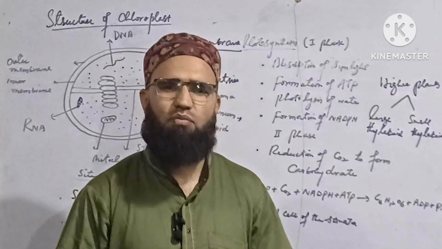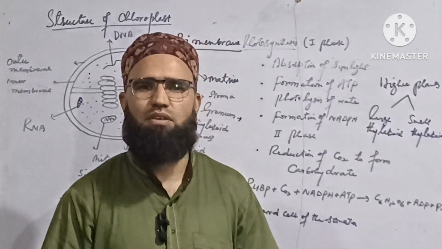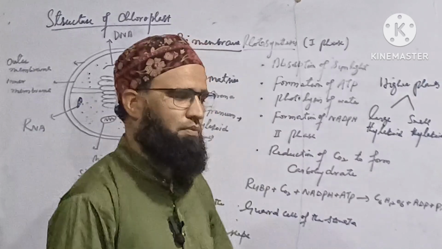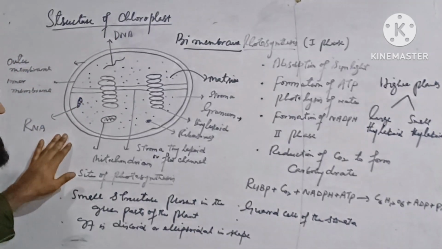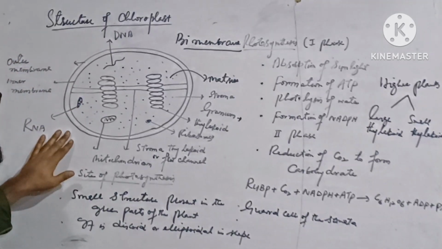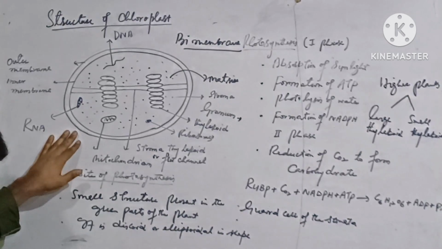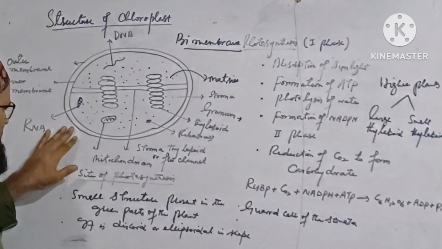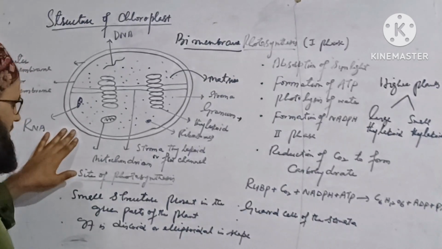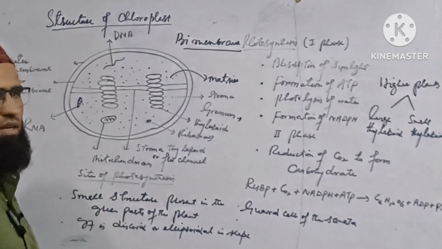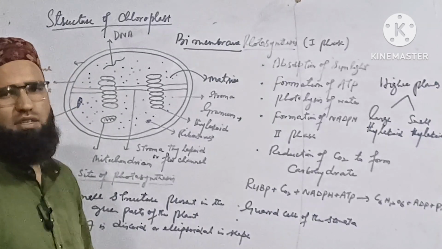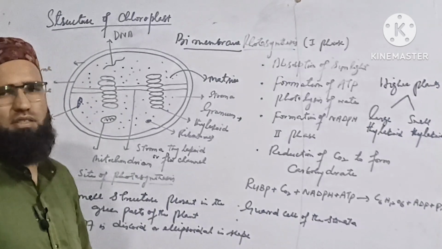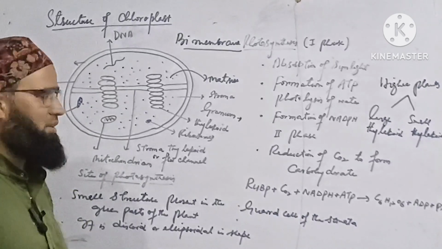So let us discuss how plants are able to produce their own food by the process of photosynthesis in the chloroplast. This is the whole structure of the chloroplast. You can see for yourself that the structure of the chloroplast is very complex. Chloroplast is a small plastid-like structure that is present in the green parts of plants, especially in the guard cells of the stomata, in the mesophyll cells of the leaves, or in the green stems of herbaceous plants.